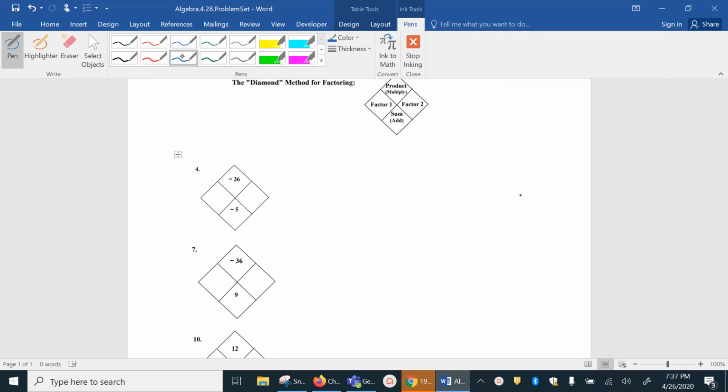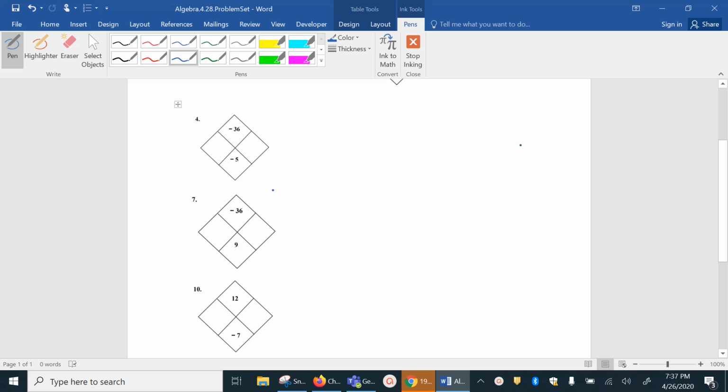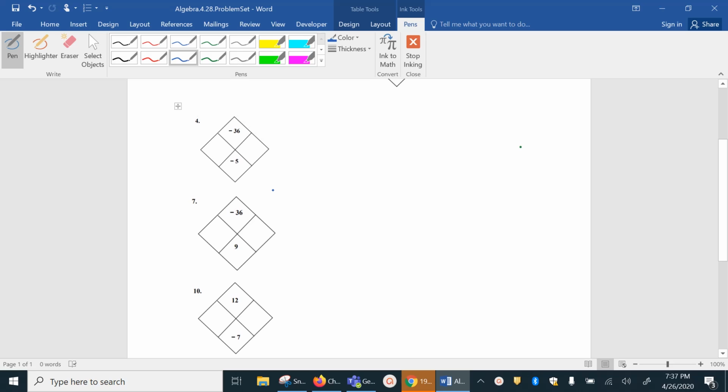All right, so in today's lesson we look at some of the harder types of diamond problems, ones that involve negatives, ones that might make us not see that they're negatives. So -36 and a -5.